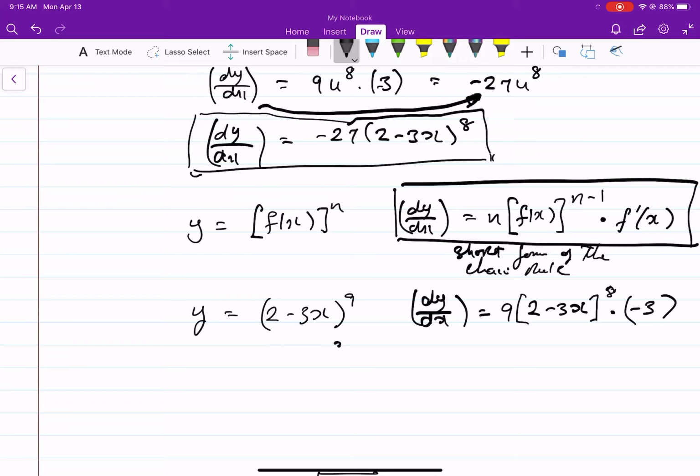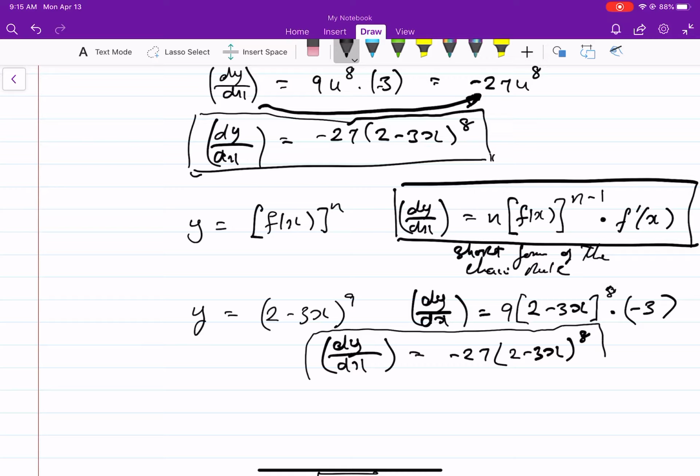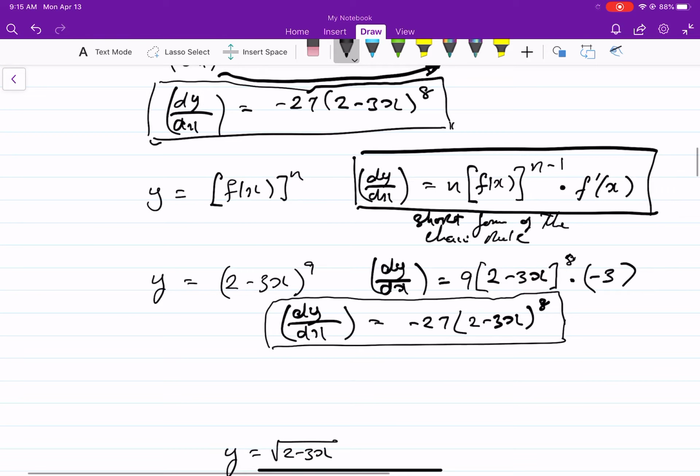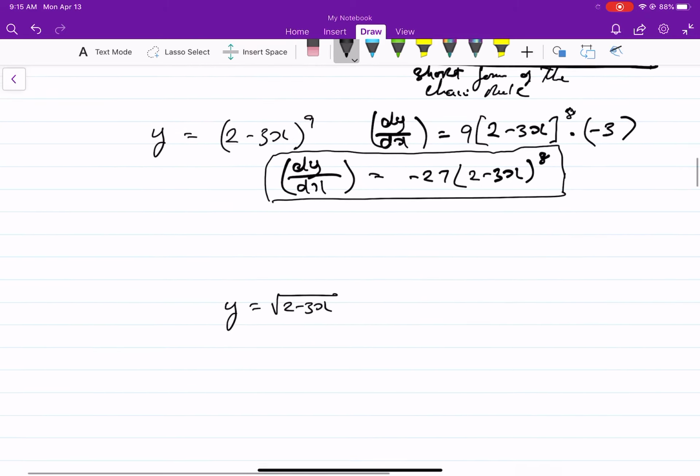So one more line to just tidy up my result. Dy dx is equal to 9 by minus 3, minus 27. I have to multiply what's on the outside. I can't multiply anything inside the brackets because it's governed by a power of 8. So 9 by minus 3 is minus 27 on the outside, and then 2 minus 3x to the power of 8. This is definitely the way you want to use the chain rule, until or unless there's some application that you're going to use it for.